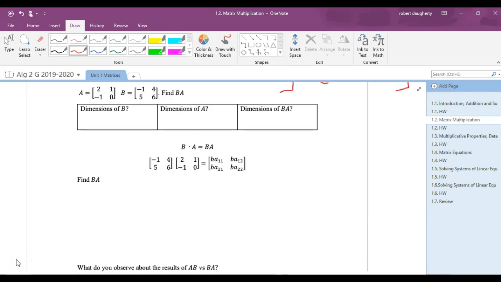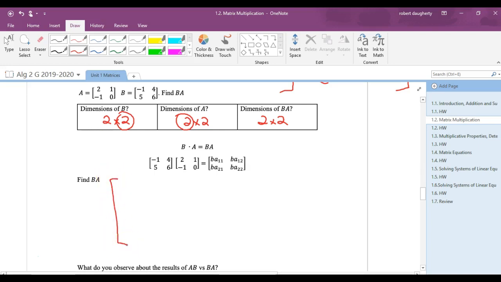AB, let's multiply BA. So the dimensions of B are 2 by 2. Dimensions of A are 2 by 2. So because these numbers match, I can do the operation. My answer will be 2 by 2. So I need to find what element is in the first. I got to cross the first row with the first column, first row, second column, and so forth. So let's do first row, first column.